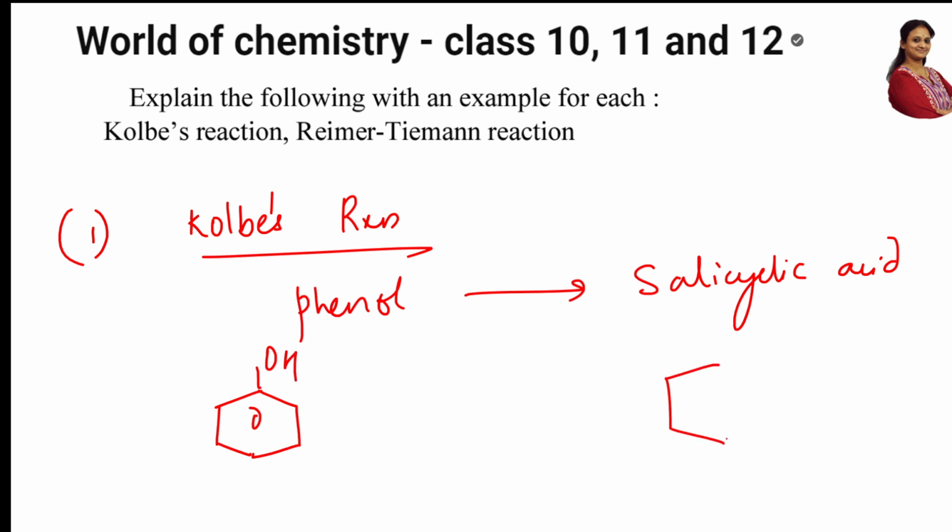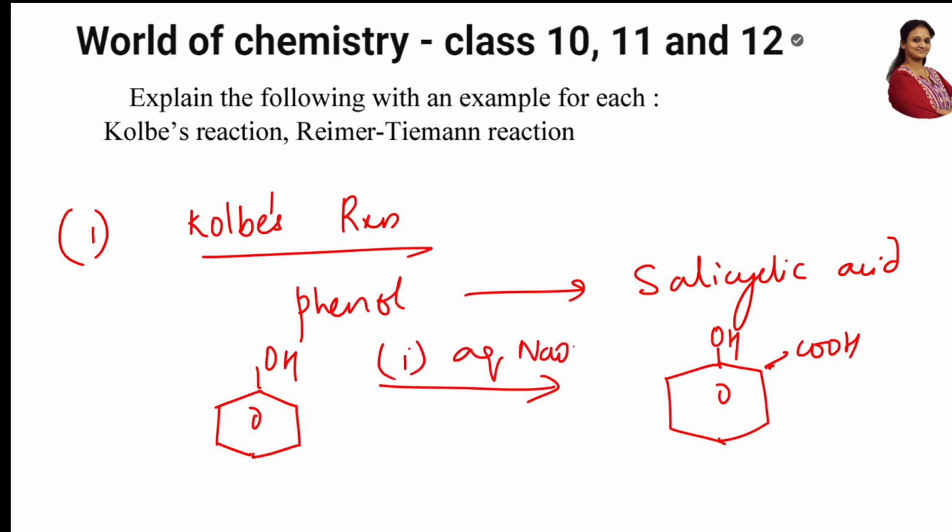What is salicylic acid? See here, both have the same formula, OH and OH, and this is your acid. So what will convert this to this? First, aqueous NaOH, then acid. What is our next reagent, students? Carbon dioxide, and that's all. This is salicylic acid. The conversion is easy. Correct. Now, next one.